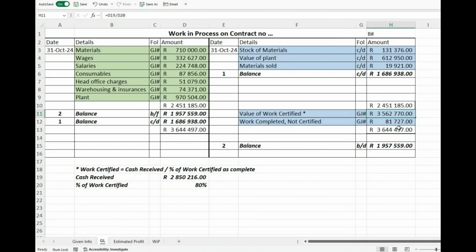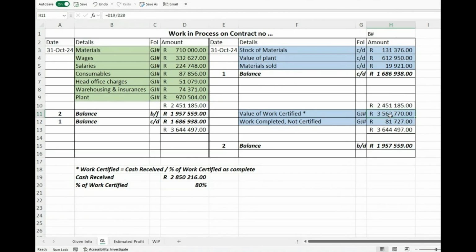Okay. Then we were also given work that was completed but was not certified yet. And that's to the tune of 81,000. So if we add the 3.5 million to the 81,000, we get 3644492, 497 in this case. Okay, and this is now obviously more than that balance we had there, the one that we brought in here, the 168938. So now we have to create a second balance that we are bringing down to the next year.